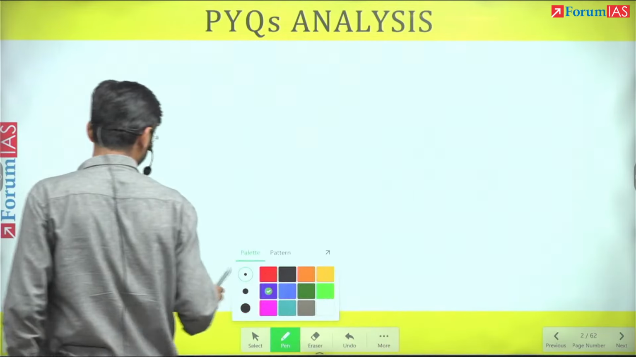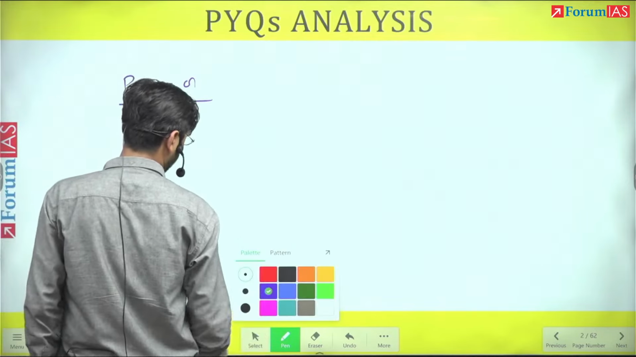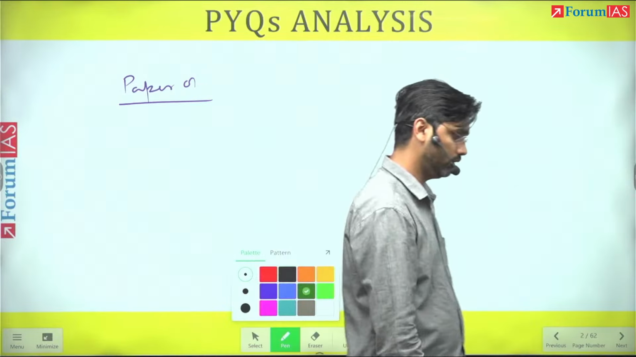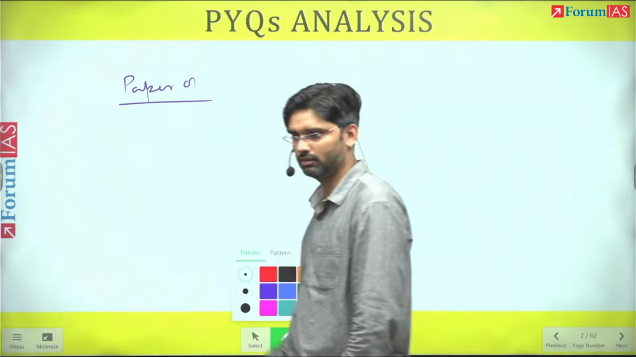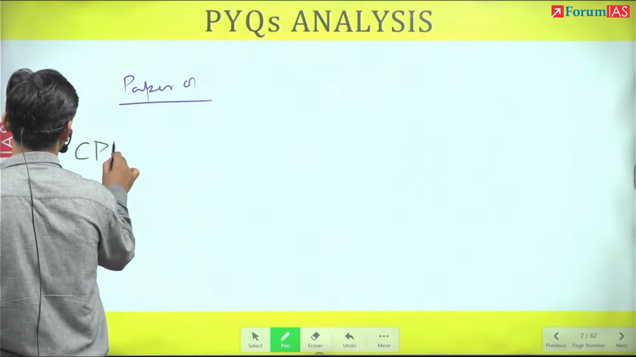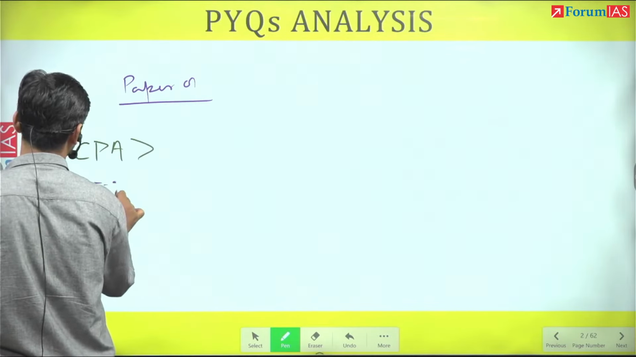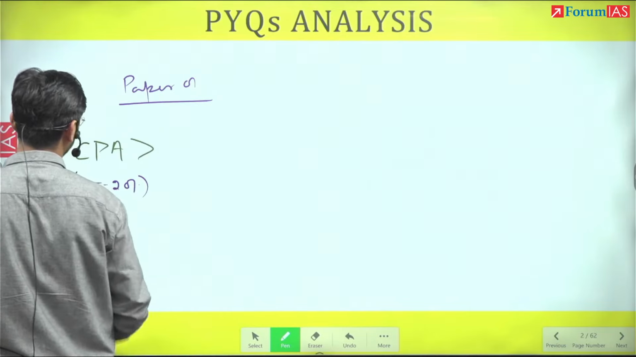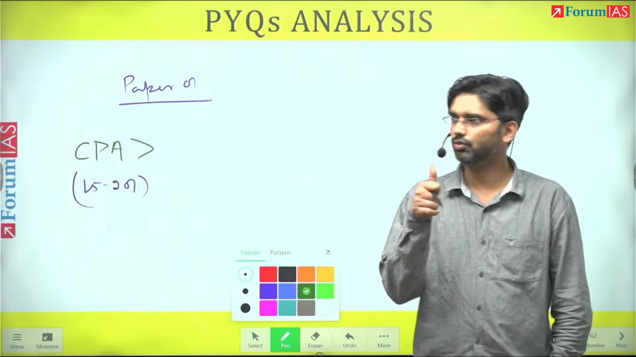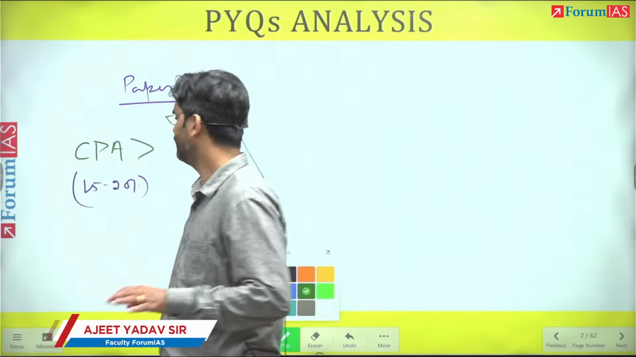For example, come to paper 1. The most asked topic since 20 years, this year being an exception, is comparative public administration. It has been seen that around 15 to 20% of questions every year usually come from this topic. So it is number 1.